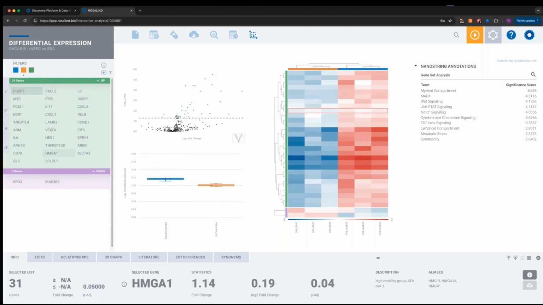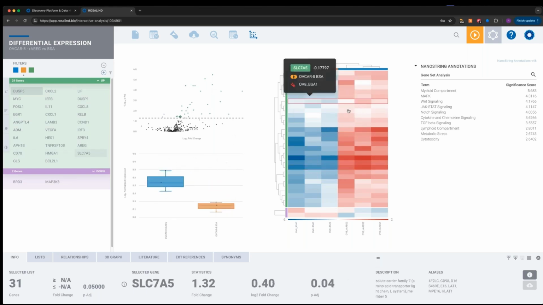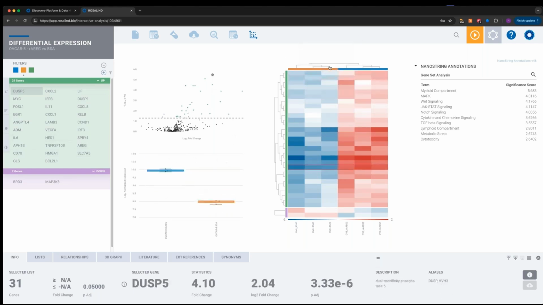We're visualizing them as a volcano plot here. We have gene-specific visualizations down here. This is our heat map, our standard clustering, showing us the relationships between our different samples. And on the right-hand side is where we start to see our pathway analysis and our pathway results.